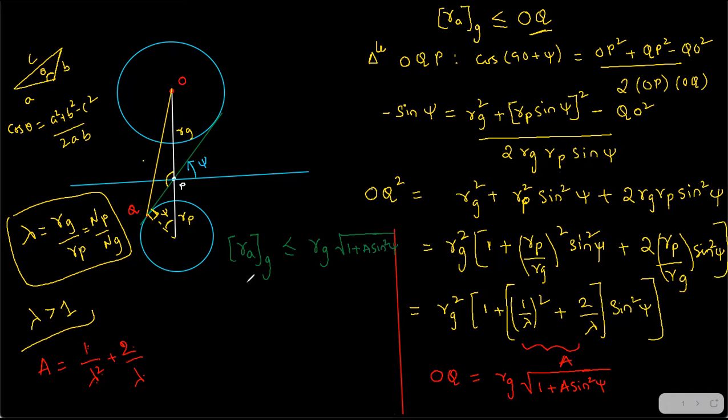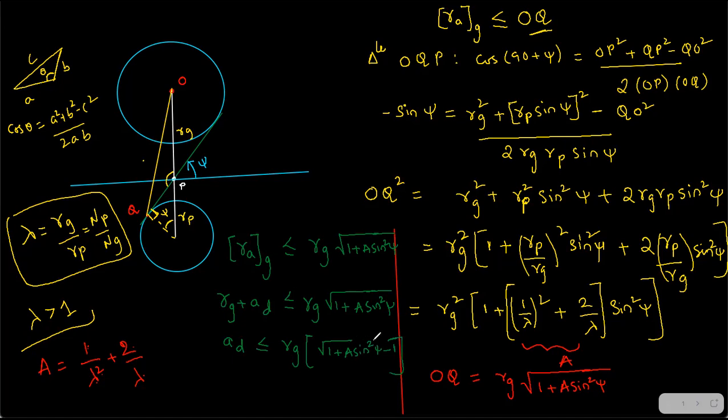And what is this? Actually, you can see that RA is the pitch circle radius of gear plus the addendum of gear, which is less than or equal to RG under root of 1 plus A sine square psi. Now, write this down. Addendum is less than or equal to, send the RG over that side, take RG common, and you will get under root of 1 plus A sine square psi minus 1.